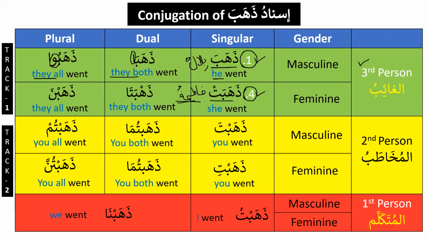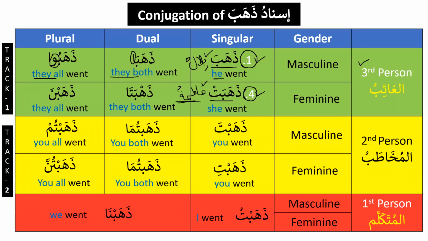However, the condition is the doer should be apparent. It should be outside. For example, if we say ذهب إلى المسجد, that means the doer is inbuilt. It means he went to the masjid. And similarly, we say ذهبت إلى المدرسة, she went to the school. So the doer is inbuilt.